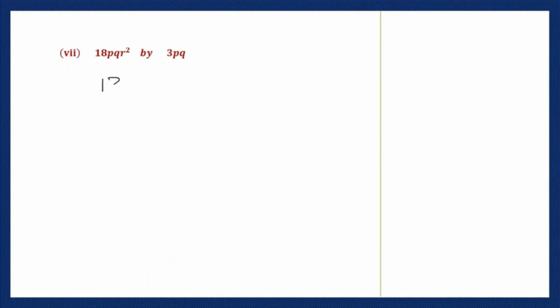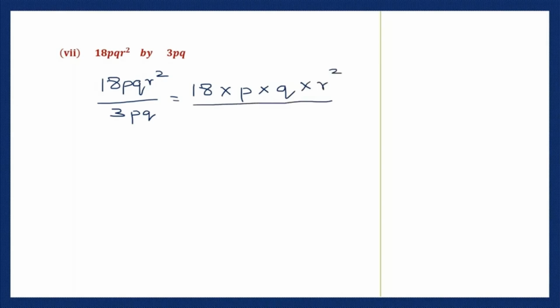18pqr square, 18pqr raised to the power of 2 divided by 3pq. So this will be 18 into p into q into r to the power of 2 divided by 3 into p into q. So let's see what we can cancel. I can cancel 3 and 18.